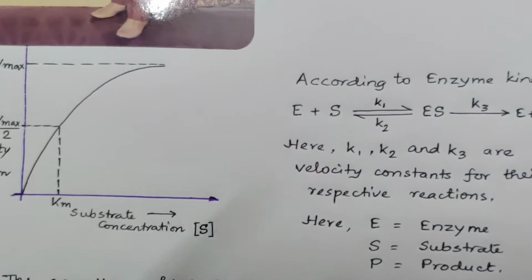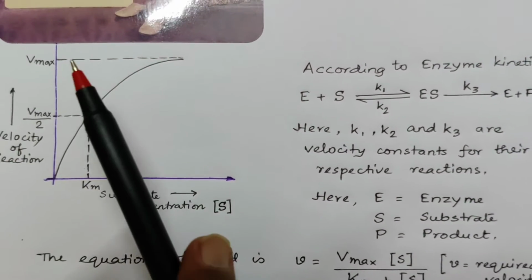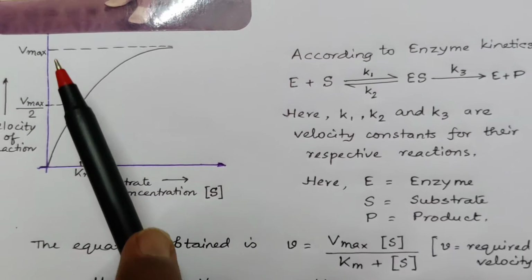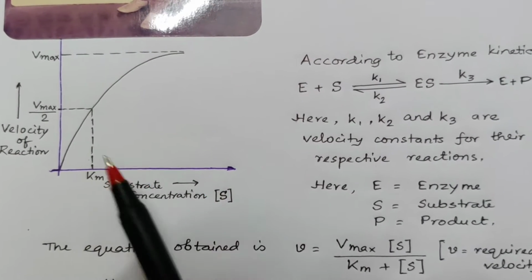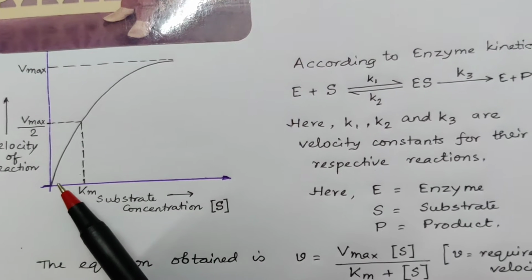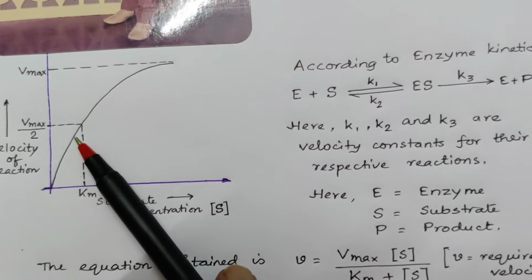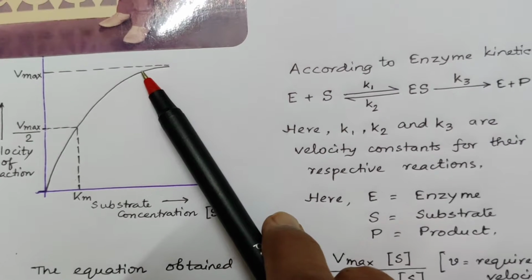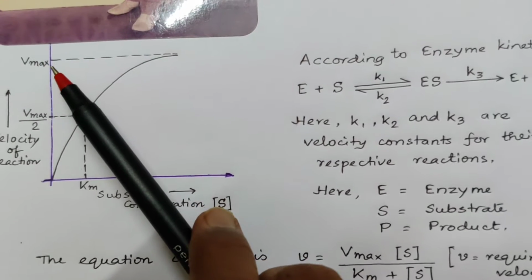According to enzyme kinetics, this is the graph. The graph shows the enzyme kinetics rule. This is the x-axis, this is the y-axis. X-axis is for substrate concentration and y-axis is for velocity of the reaction. Now, as we add the substrate to the enzyme, the activity goes on and on, and ultimately it comes to a constant value that is called Vmax, meaning velocity maximum.